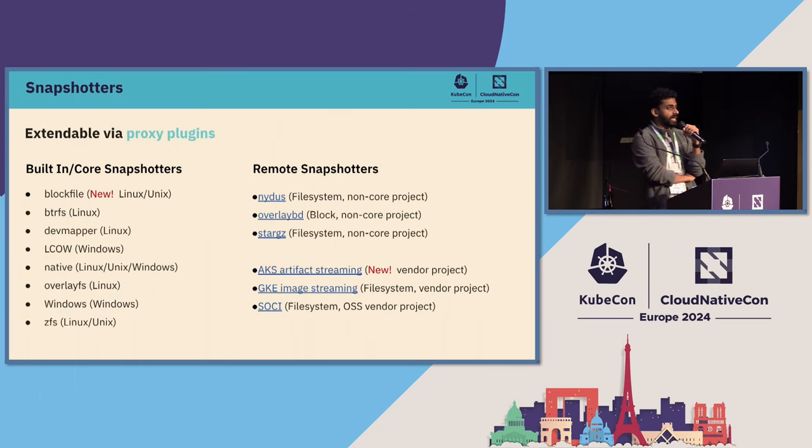Now, moving on to the snapshotters part, which can also be extended via proxy plugins. There is a set of built-in, or core, snapshotters, and blockfile is one such new snapshotter that was introduced recently. We also have BtrFS and DevMapper, which extend the core snapshotters. There are also a bunch of remote snapshotters, like Nydus, Overlaybd, SOCI, etc. And AKS artifact streaming is a new vendor project that was recently added to the remote snapshotters.